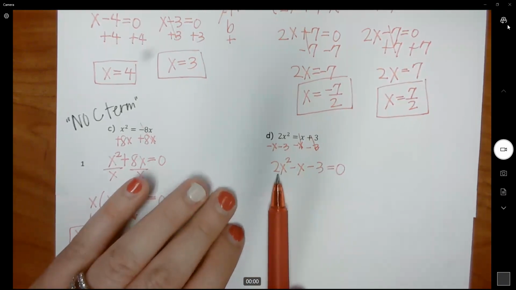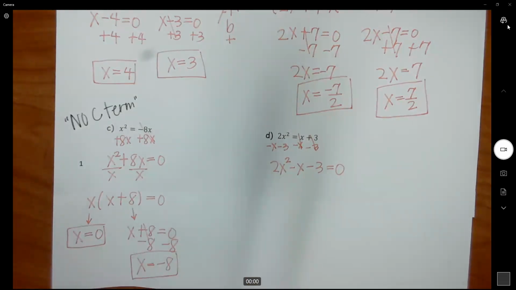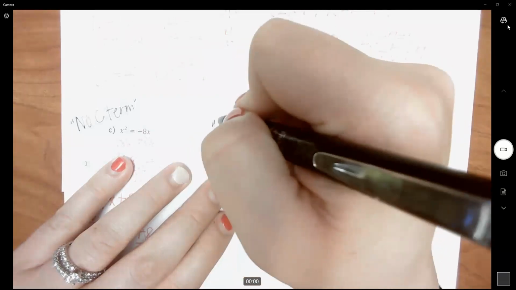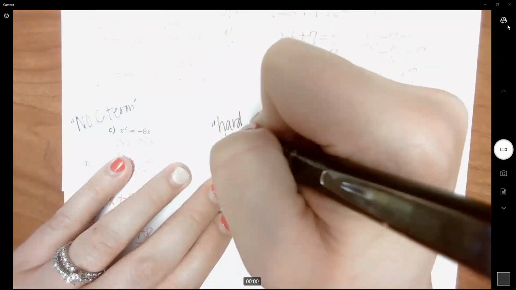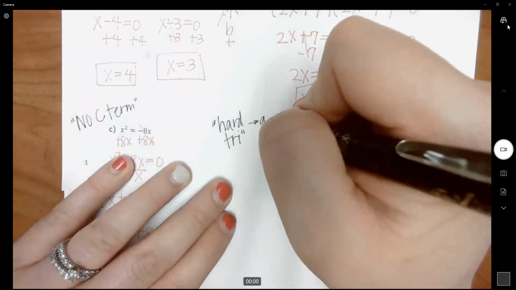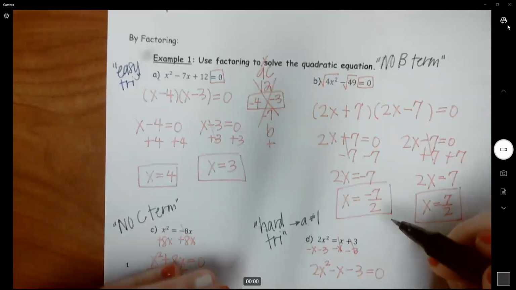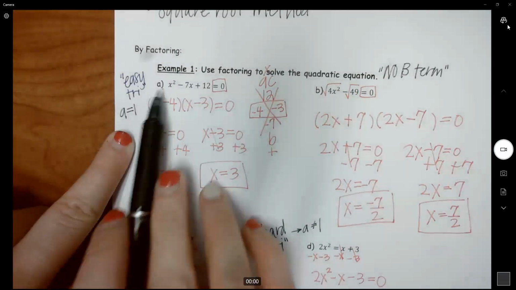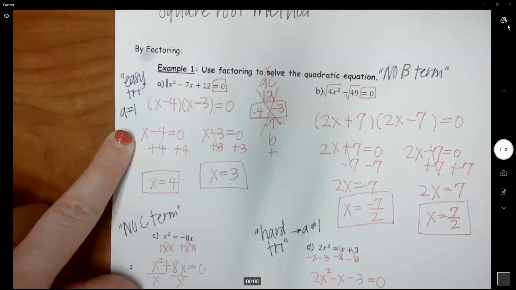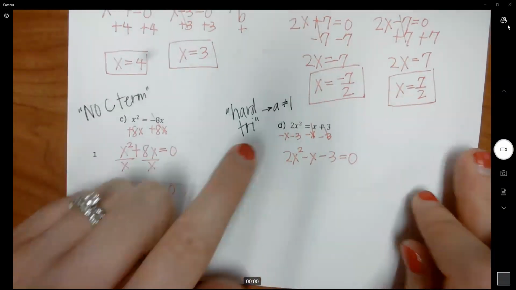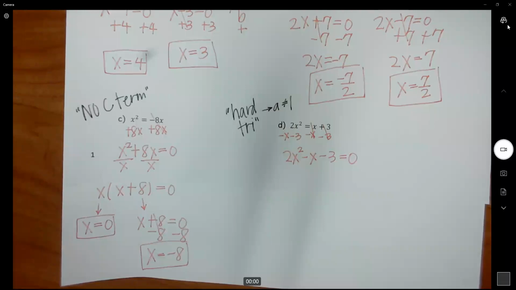Because this number here is not 1, because it's something other than 1, that makes this fourth type what I call a hard trinomial. Hard trinomials is when a does not equal 1. Easy trinomials, your a does equal 1, which is what we had here. We had a 1x squared. But now here I have a 2x squared. When this happens, I call it a hard trinomial. It's not really hard. It's just an extra step.